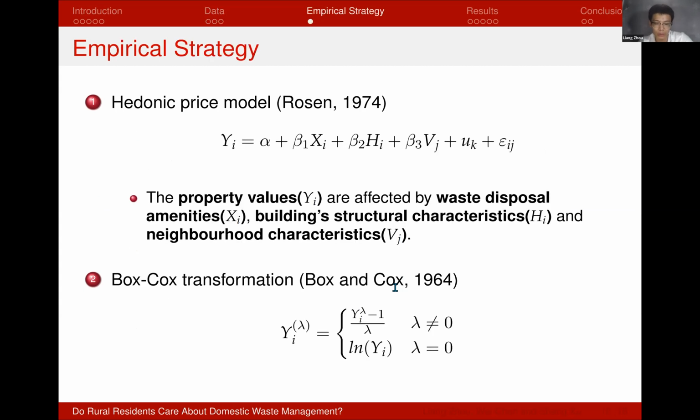This paper adopts the hedonic price model proposed by Lawson in 1974. The specific model is as follows. Y is the housing value and X is the disposal of domestic waste. In addition, this paper performed Box-Cox transformation on numerical variables such as housing values.